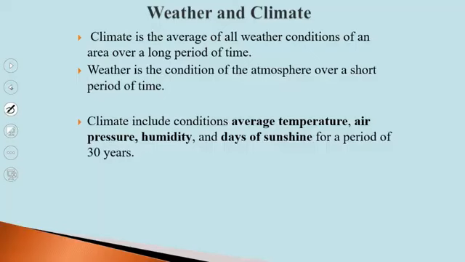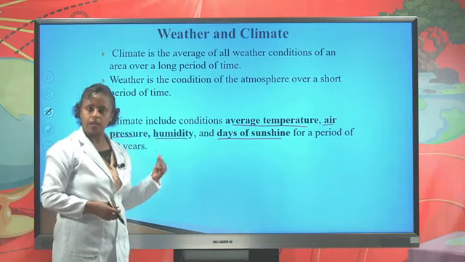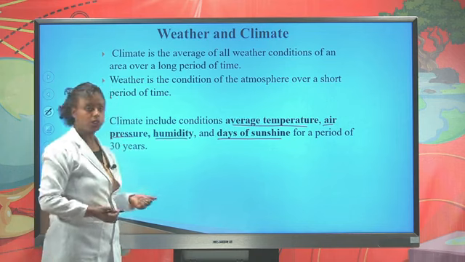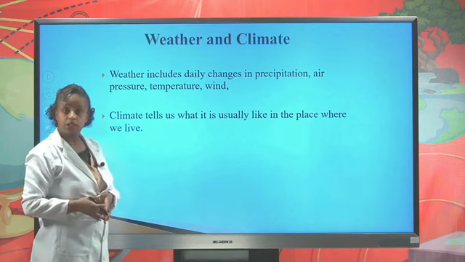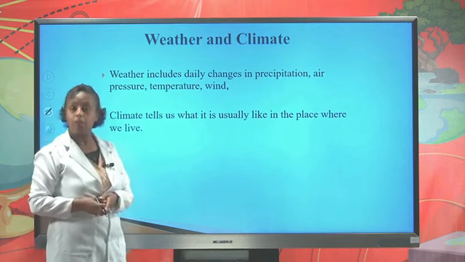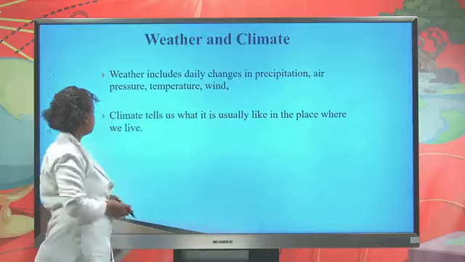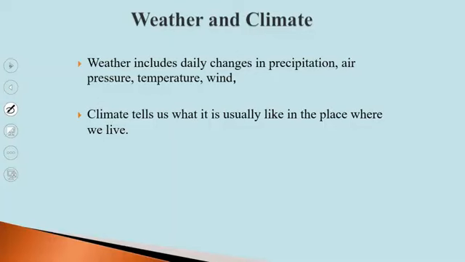Climate includes average temperature, air pressure, humidity, and days of sunshine, which are the main elements of climate. Weather also includes the daily change in precipitation, temperature, and winds. Climate tells us what the place we live is usually like.